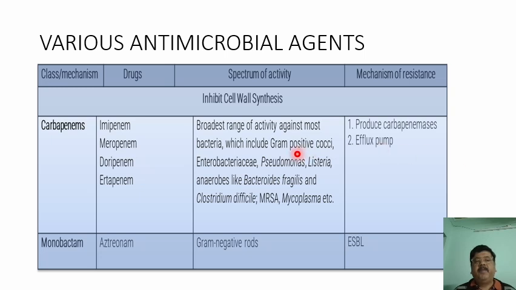Then carbapenems: imipenem, meropenem, doripenem, ertapenem. They have the broadest range of activity against most bacteria, including gram-positive cocci, Enterobacteriaceae, Pseudomonas, Listeria, anaerobes like Bacteroides and Clostridium difficile, MRSA also, and Mycoplasma. They are also not spared from drug resistance: they produce carbapenemases and efflux pumps. Then monobactam, that is aztreonam, which is effective against gram-negative rods. The mechanism of resistance is production of ESBL.